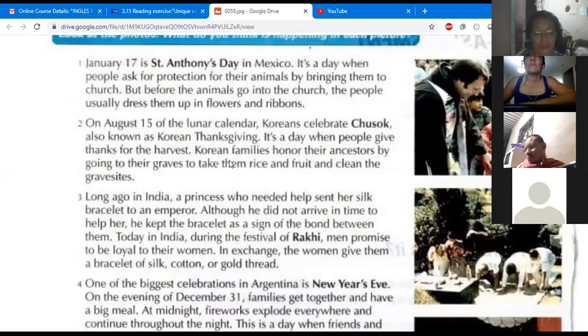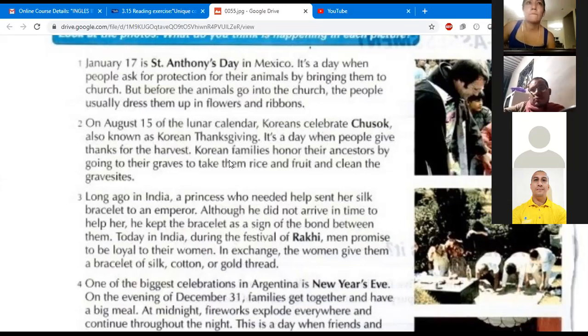Of the lunar calendar, Koreans celebrate Chuseok. Also, now is Korean Thanksgiving. These are days when the people give thanks for the harvest. Korean families honor their ancestors by going to their gates, taking rice and food, and cleaning the grave sites.